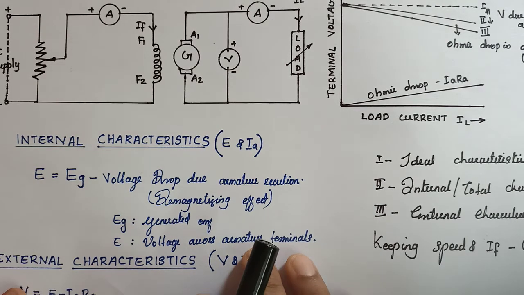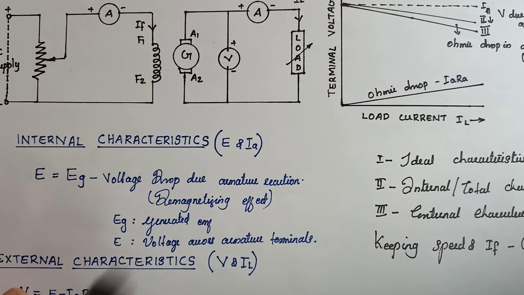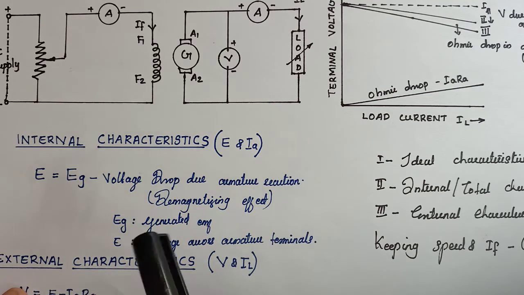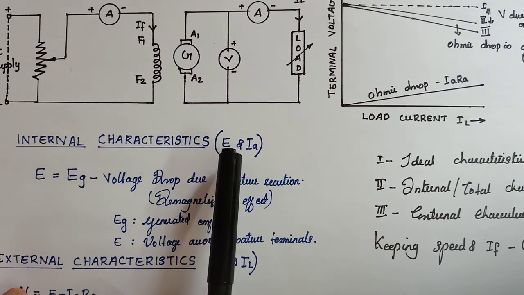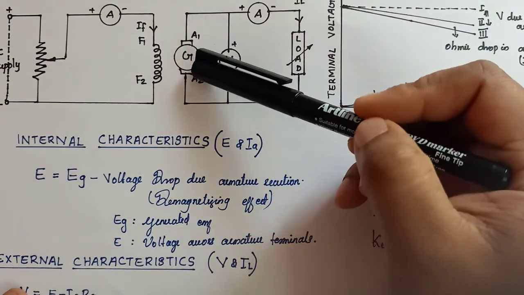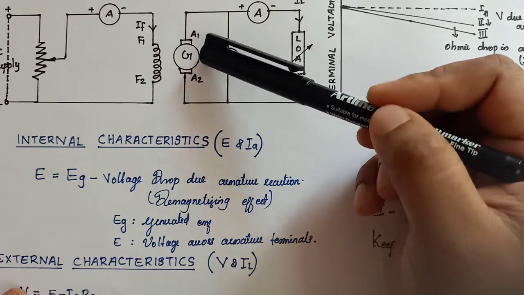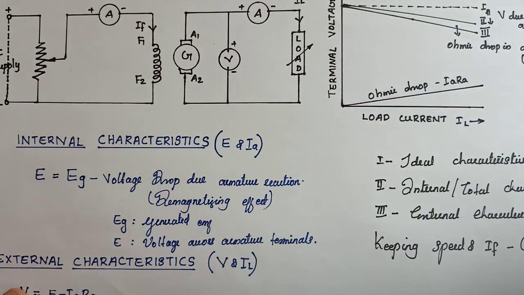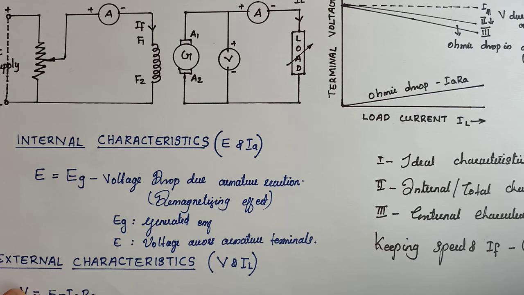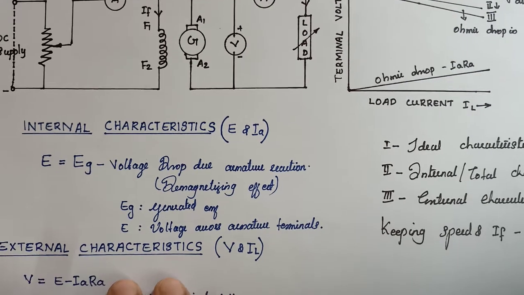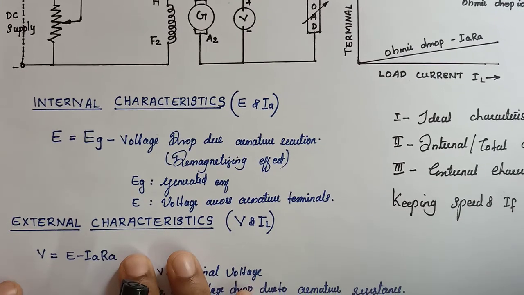Okay, but the important point is that these internal characteristics are mainly decided by the designer, because we cannot measure this E, the voltage appearing across the brush terminals, by using a voltmeter. So these specifications are mainly designed by the designer. It is not very important for choosing a particular generator for a particular purpose. But the important characteristics are the external characteristics.